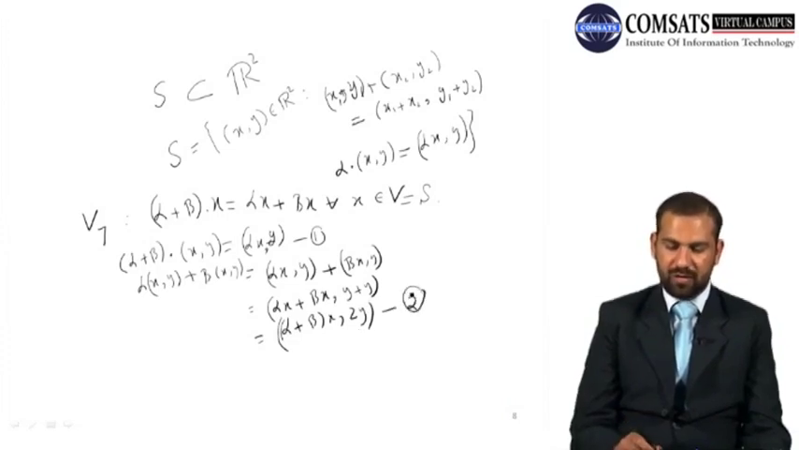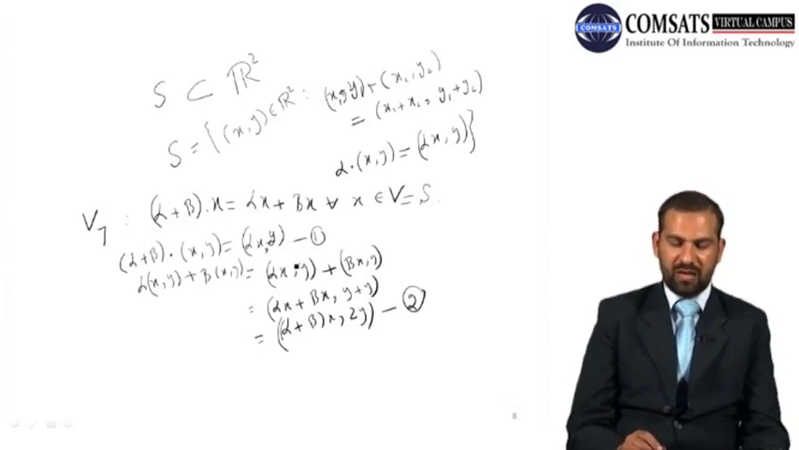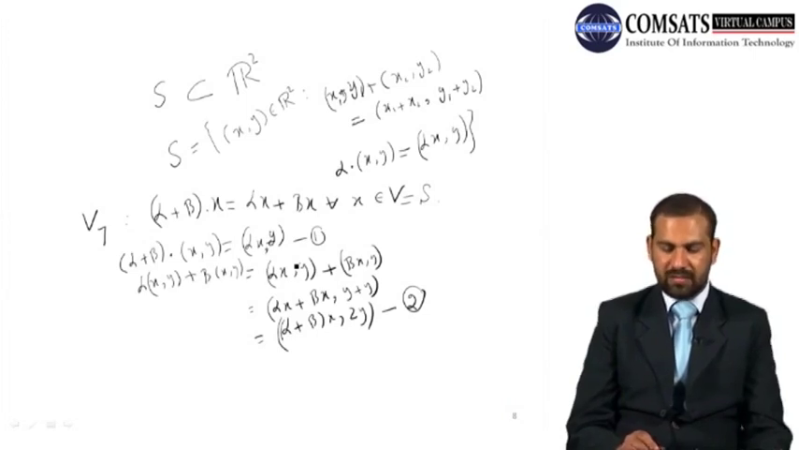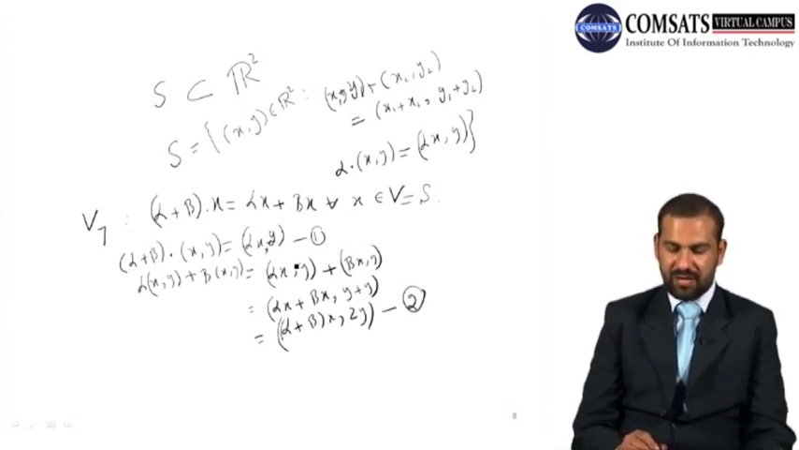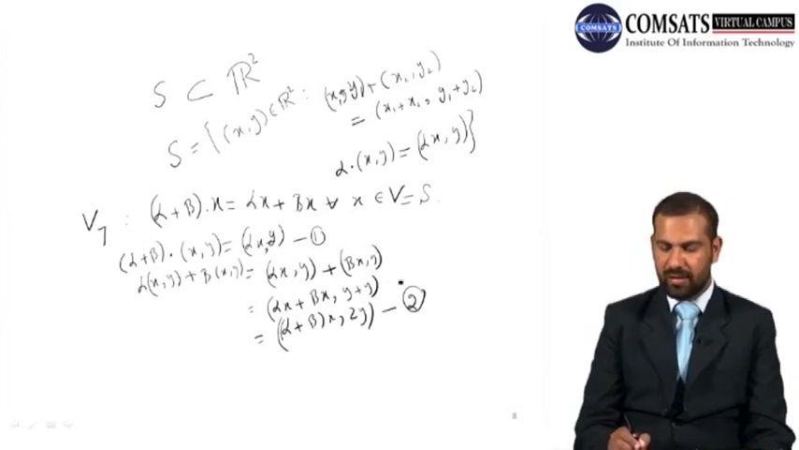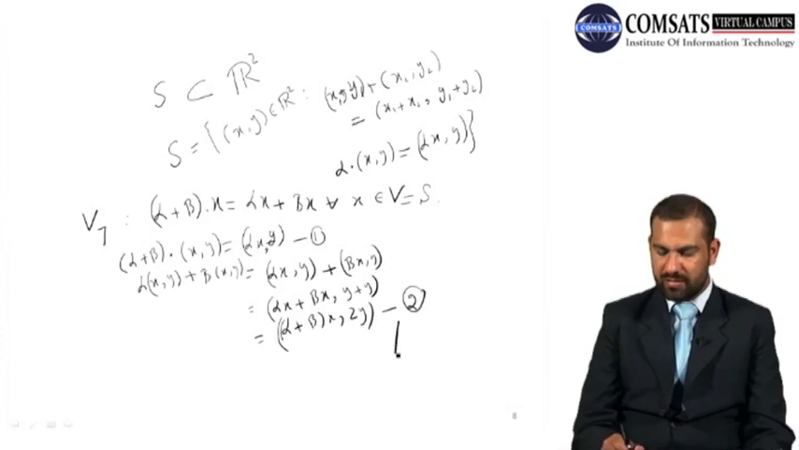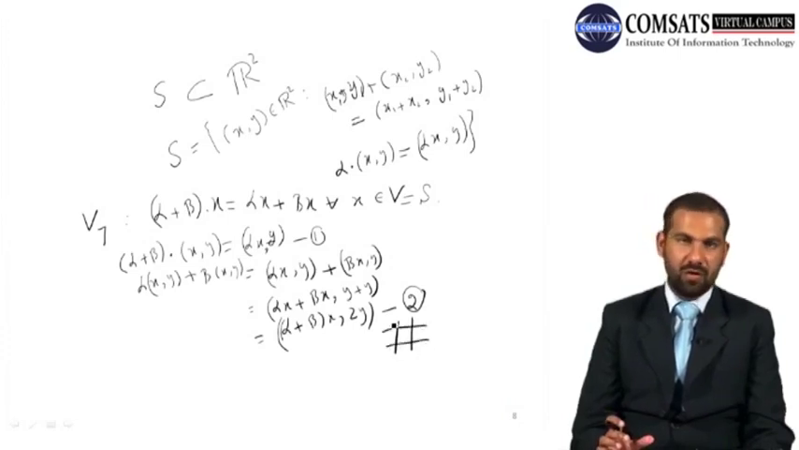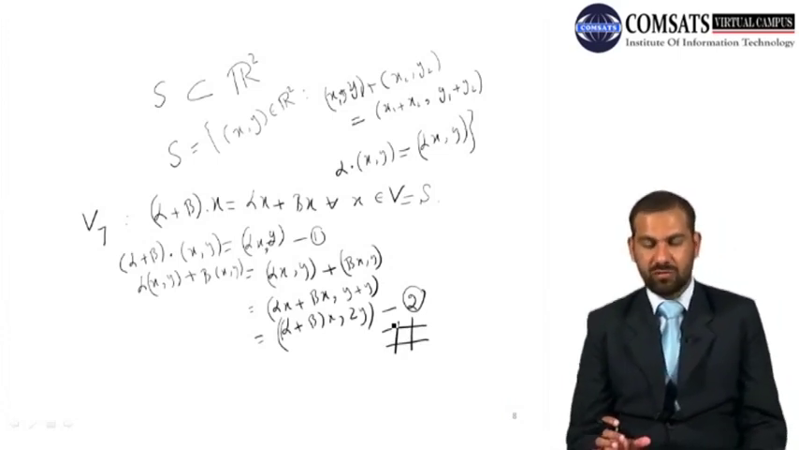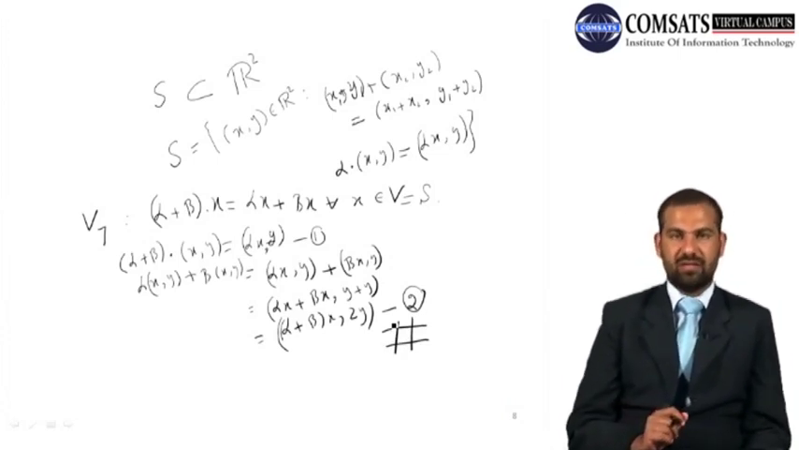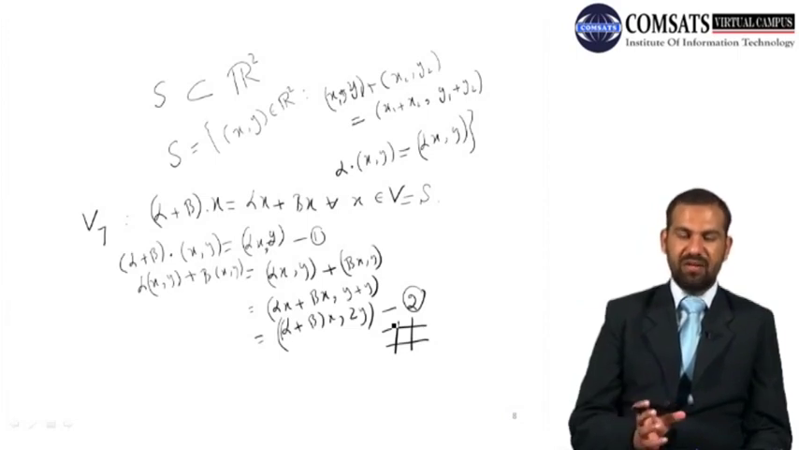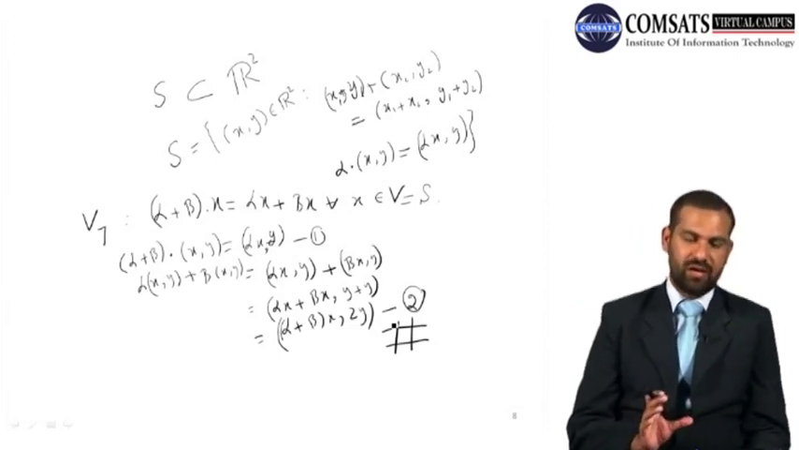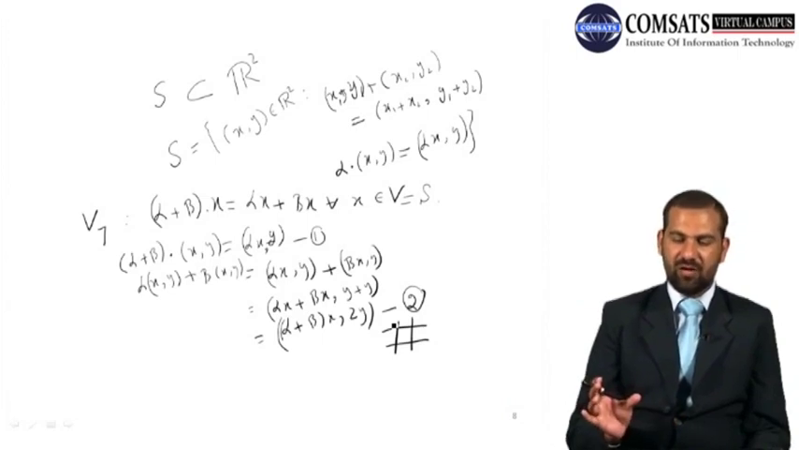Now from equation number 1 and equation number 2, in V7 the left hand side should be equal to the right hand side. But note that here you have only y and here you have 2y, so it is a counterexample. It makes a contradiction, since equation 1 is not equal to equation 2, so it's not a vector space.